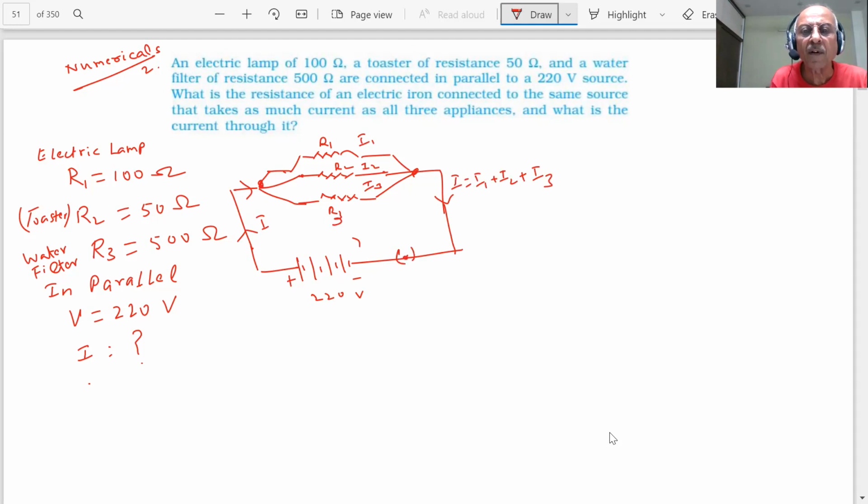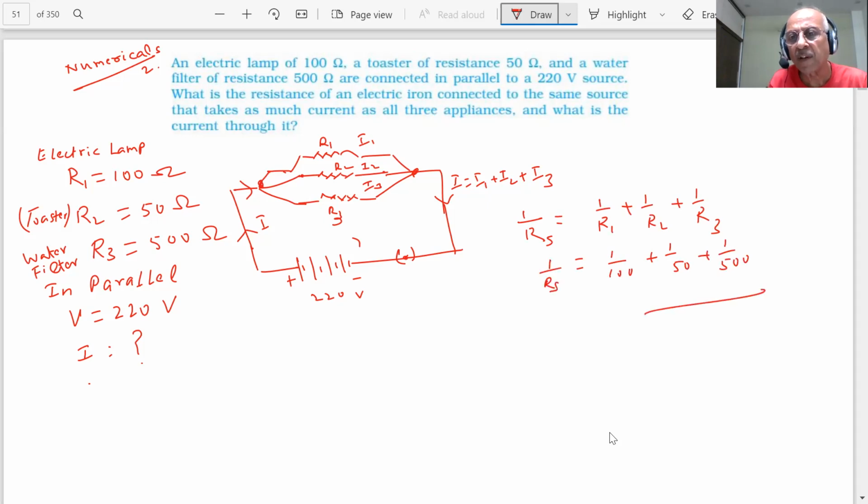The same current flows through the circuit. Here you have the key, and if you measure with the voltmeter, you always apply the voltmeter in parallel in the circuit. What will be the effective resistance, student? First you should calculate the effective resistance: 1 by R1 plus 1 by R2 plus 1 by R3. That is 1 by 100 plus 1 by 50 plus 1 by 500.